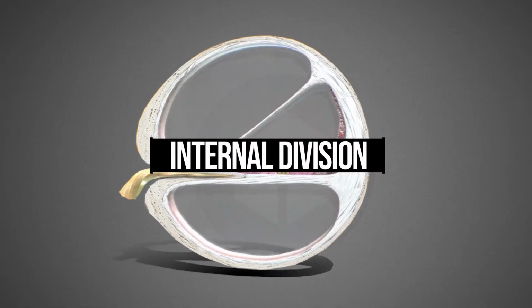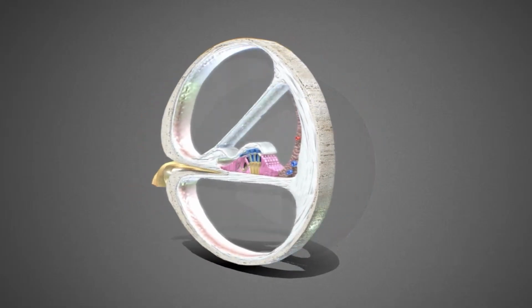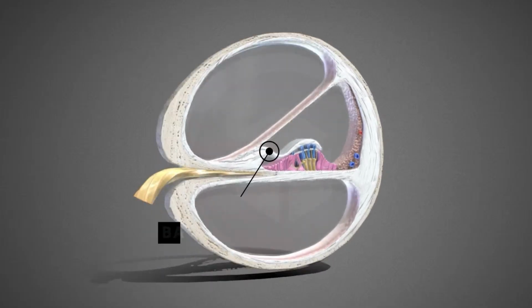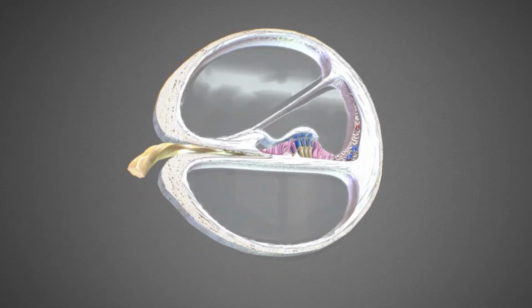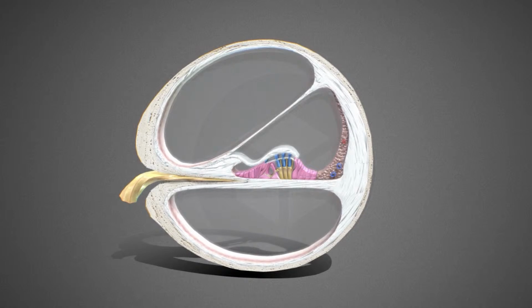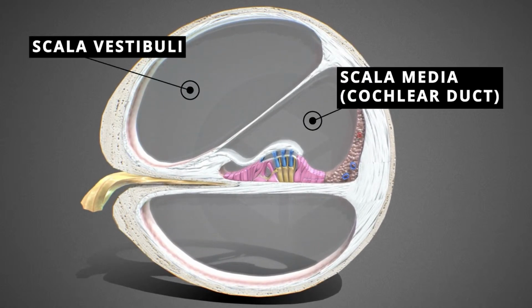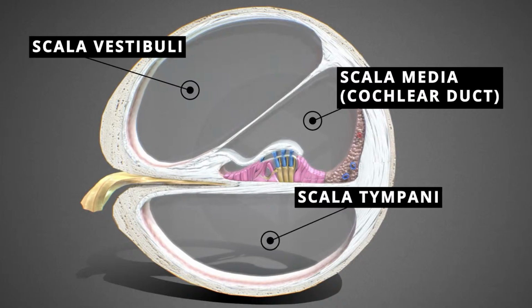Internal division. Inside, the cochlea is divided along its length by two membranes, the Reissner's membrane and the basilar membrane. This division creates three parallel, fluid-filled chambers or canals: the scala vestibuli, scala media (cochlear duct), and scala tympani.